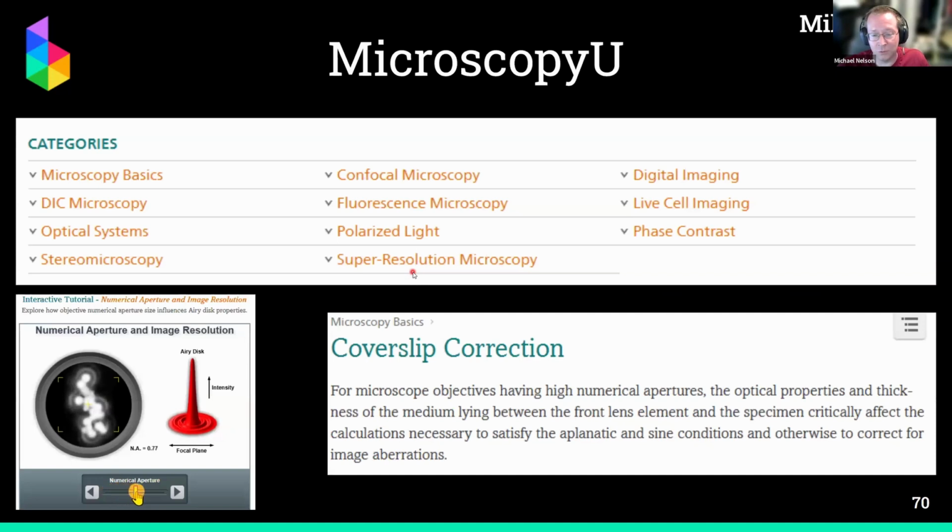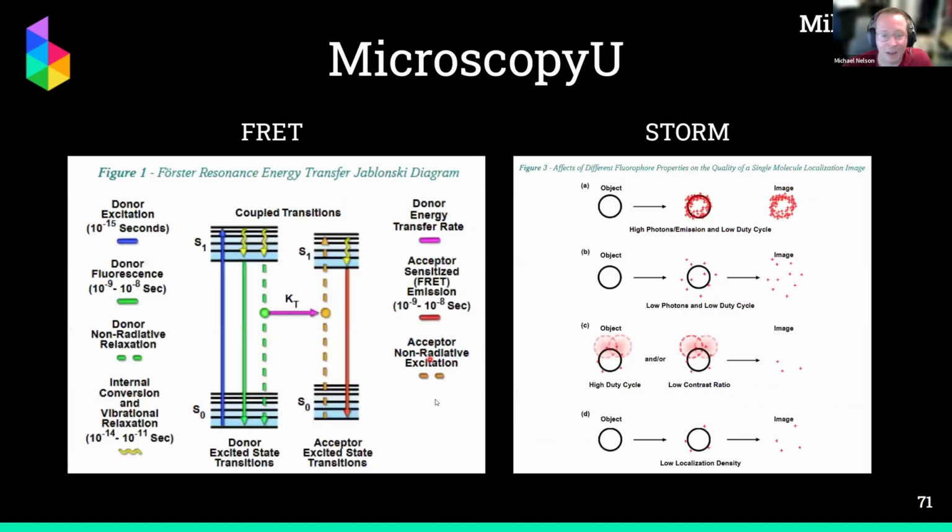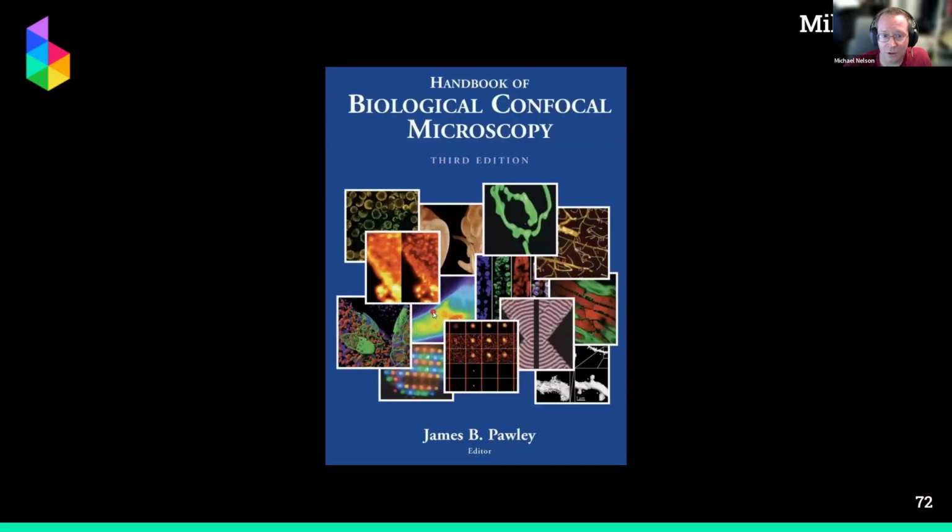All right, so Microscopy U, again, good for a lot of the basics. If you just want to see all the different categories here that are covered, there are a lot of nice little interactive tutorials and articles on everything from basic concepts like what is cover slip correction, why do you need a cover slip, how thick does it need to be, to more complex topics if you want to dig into FRET or STORM, because you've heard of those, seen those in a paper, and want to learn a little bit more about how they work. It's nicely available online, unlike Pauly's Big Blue Bible.